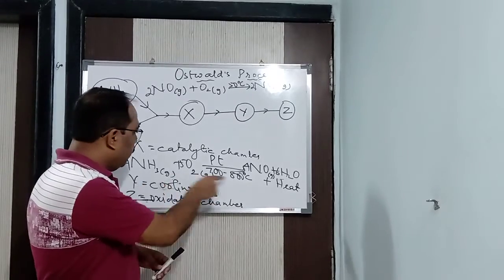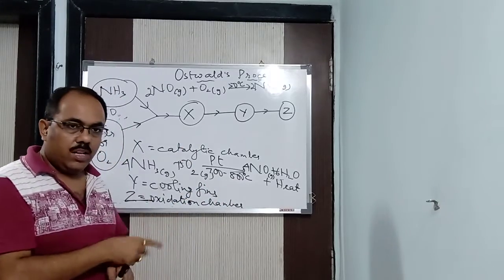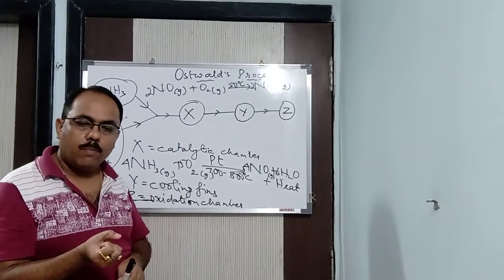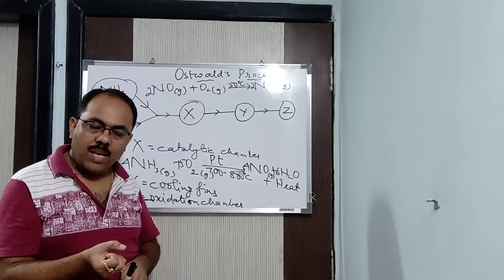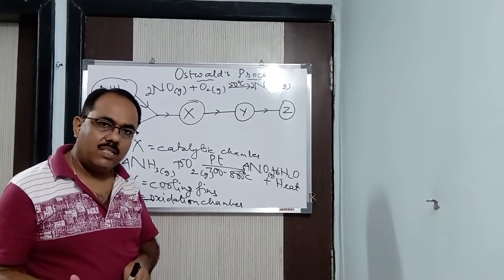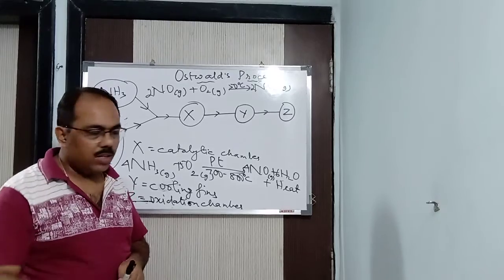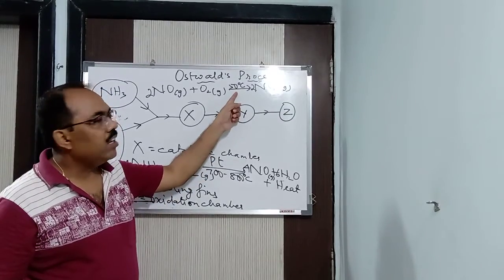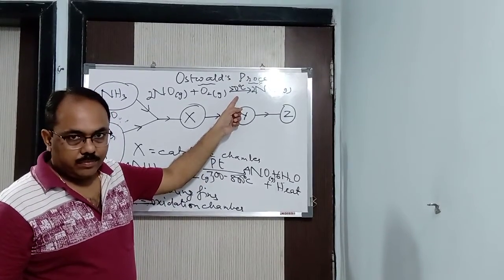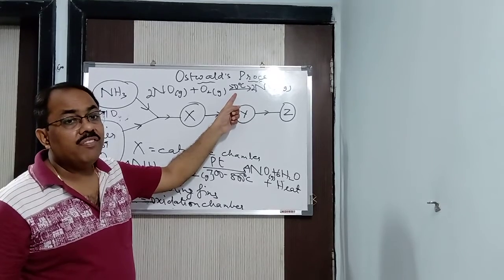Nitric oxide gas and oxygen will pass through it, and the heat will be absorbed by the copper, because copper is a good conductor of heat, and also by the ice which is packed over the copper, due to which the temperature will come down to around 50 degrees Celsius.